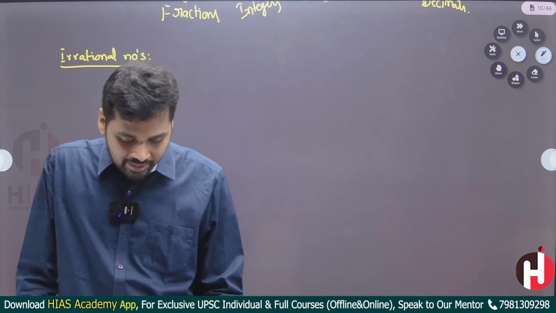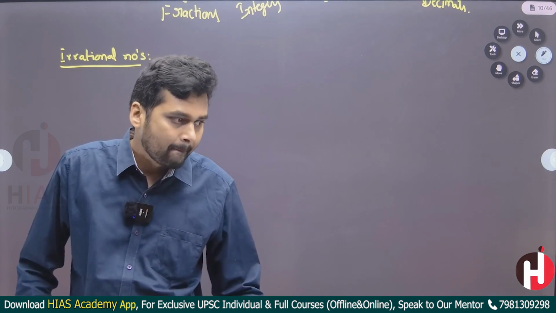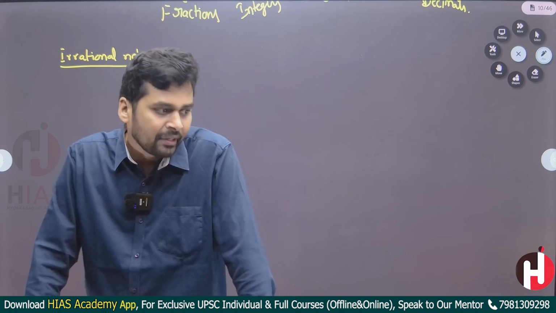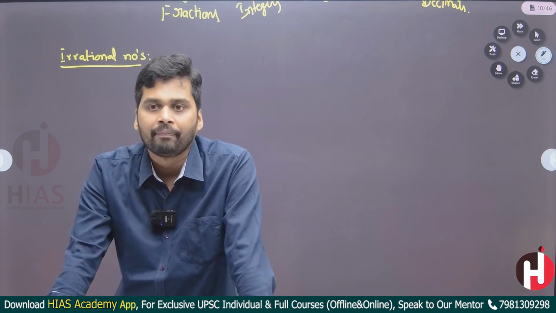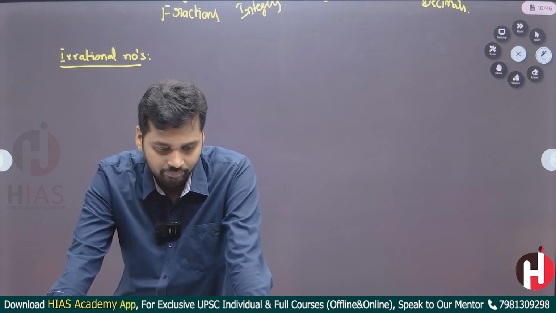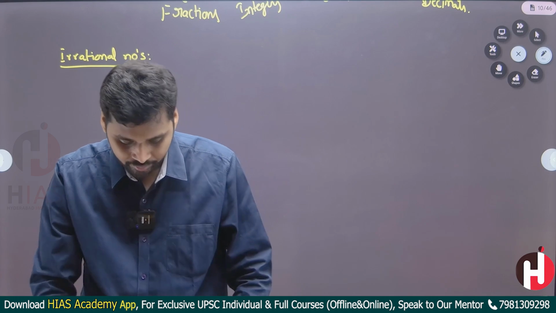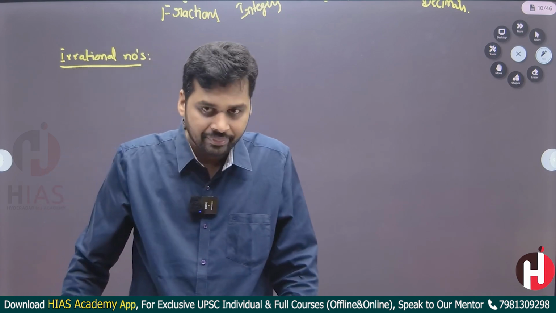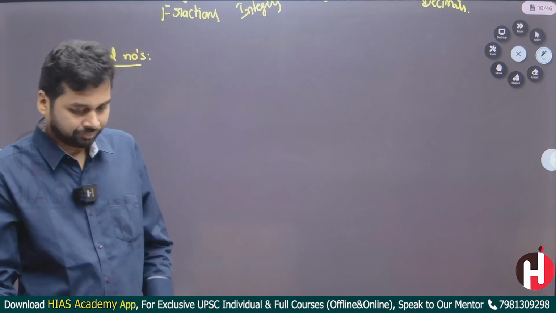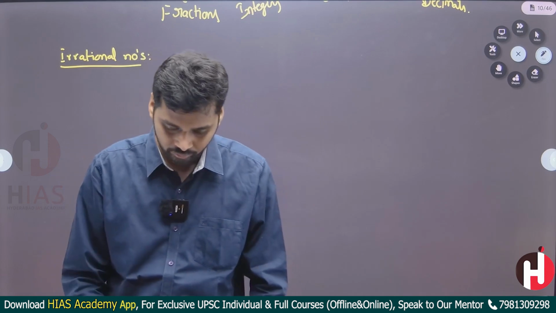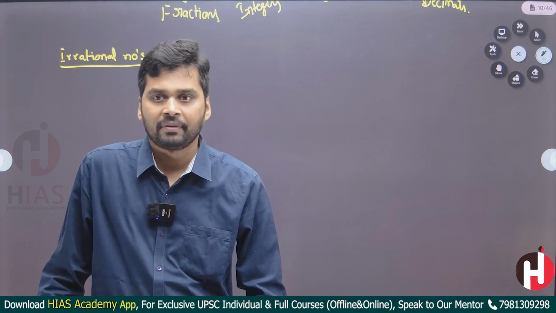Irrational numbers: any number which cannot be written in the form of P by Q is called an irrational number. Okay. So then what is an example for an irrational number?